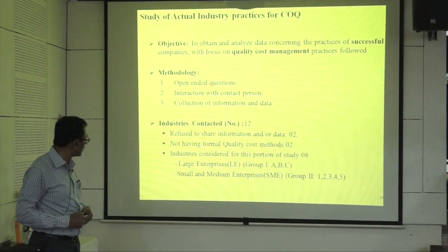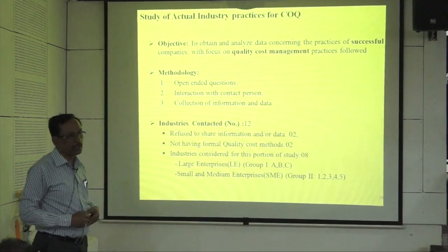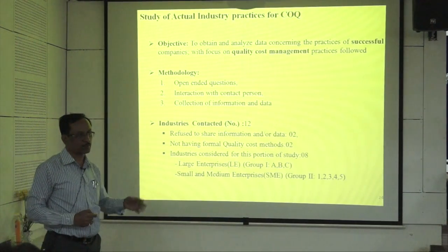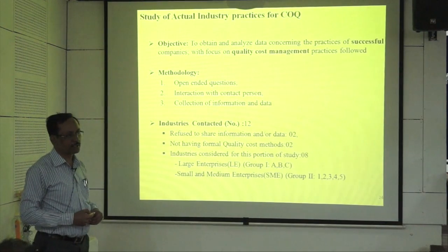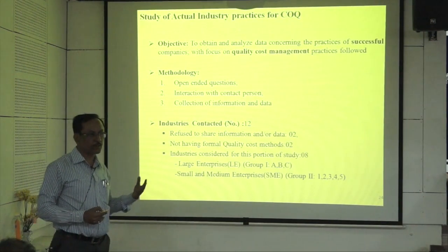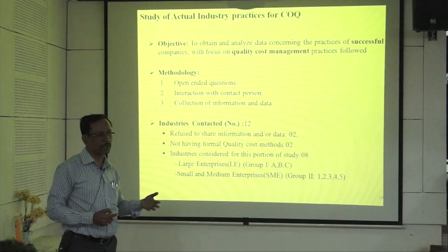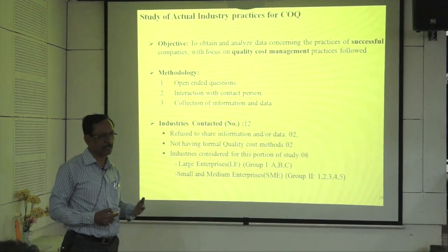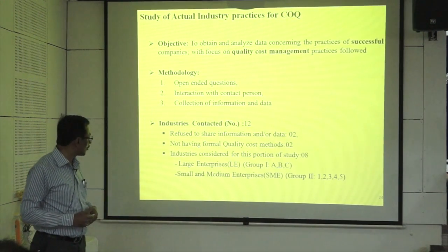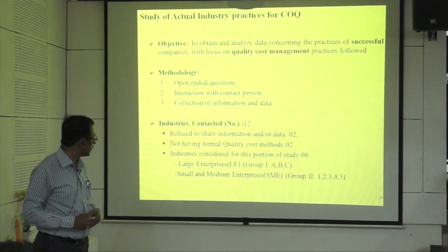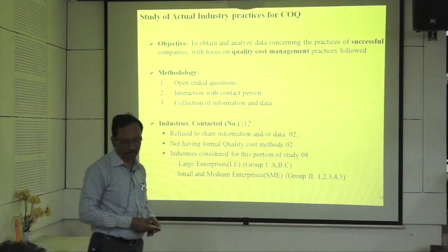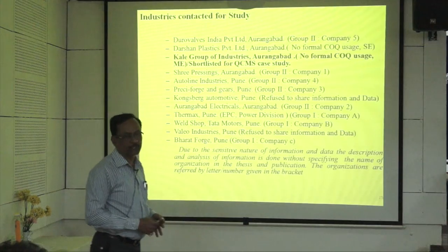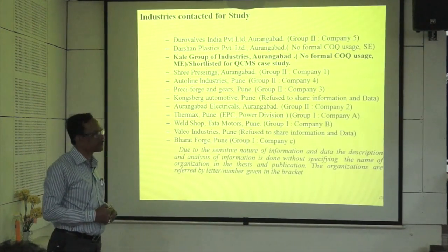The composition of these 8 industries is 3 large enterprises and 5 small and medium sized enterprises. For the thesis purpose, the condition of those companies was that their names should not be exposed in the published literature and other things. So I have named them Group 1, which represents large enterprises, and Group 2, which represents small and medium enterprises, and I have named them A, B, C and 1 to 5. But for this presentation, I can discuss the names.